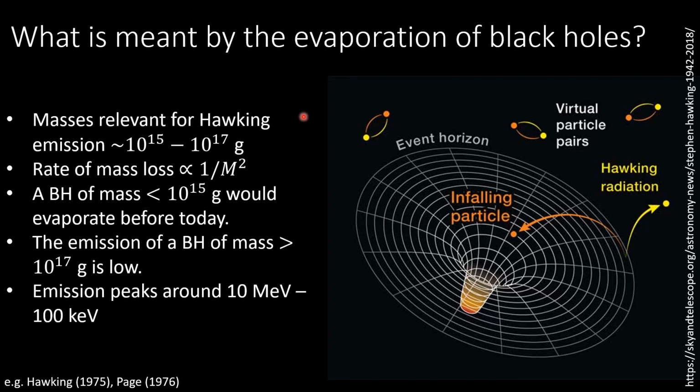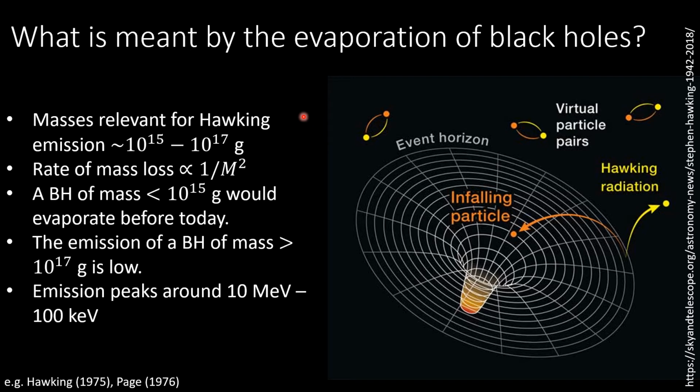Because the mass loss goes as 1 by m squared. So if I consider very low masses, then these masses would have evaporated before we can observe them today. On the other hand, if I consider very heavy black holes, the emission would be so low that they would be undetectable. And so the range comes down to this very specific one, which is 10 to the 15 to 10 to the 17 gram.